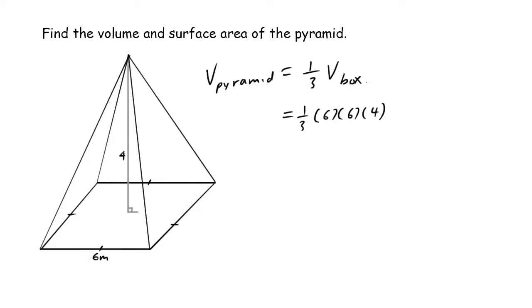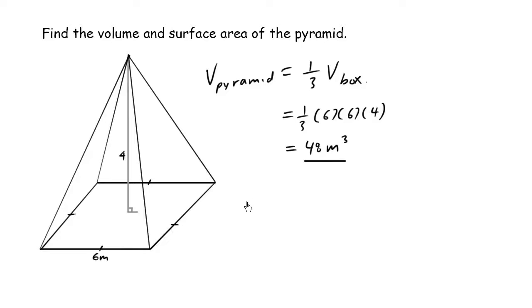Using our calculator, we get a volume of 48 meters cubed. So this here is the volume of a pyramid. Now, given this volume of a pyramid, we would be able to immediately know the volume of this box. Given the same base and the same height, the box that's enclosing this pyramid would have a volume which is 3 times this amount. Similarly, if we're given the box, we would know the volume of the pyramid by taking the volume of the box and dividing by 3.